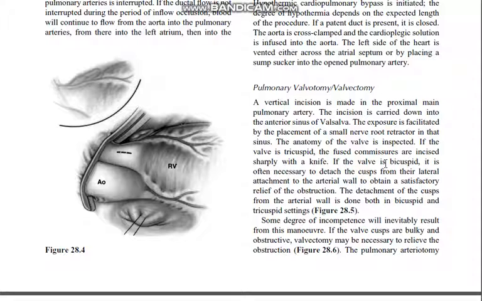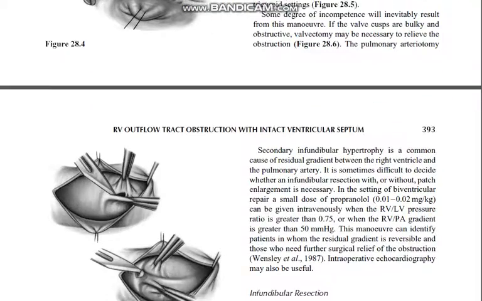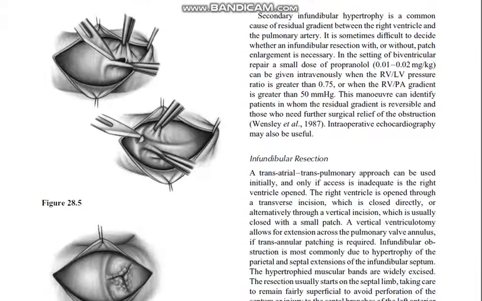If the valve is bicuspid, it is often necessary to detach the cusps from the lateral attachments to the arterial wall to obtain a satisfactory relief of obstruction. The detachment of the cusp from the arterial wall is done both in bicuspid and tricuspid settings. Now we are going to see figure 28.5.